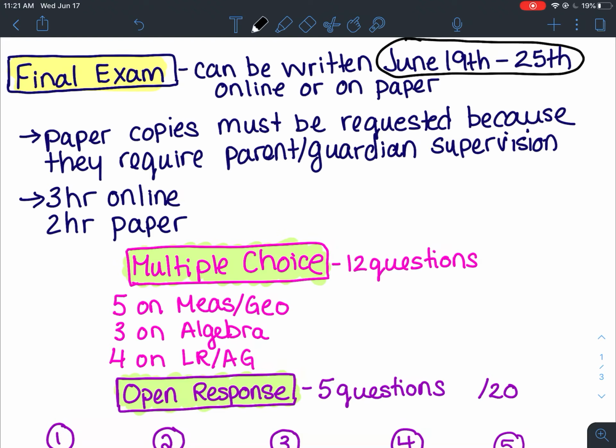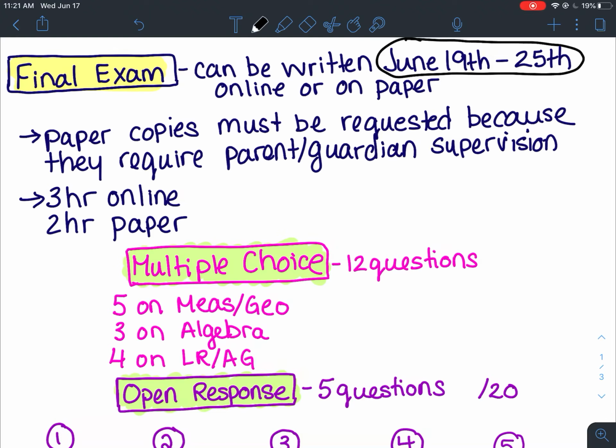If you're writing it online, you have a 3-hour time limit just because of technical things, like in case you have to upload solutions, and typing things takes longer than writing things out. So I think you needed a little bit of extra time. You have 2 hours if you're doing it on paper, which is plenty of time also.